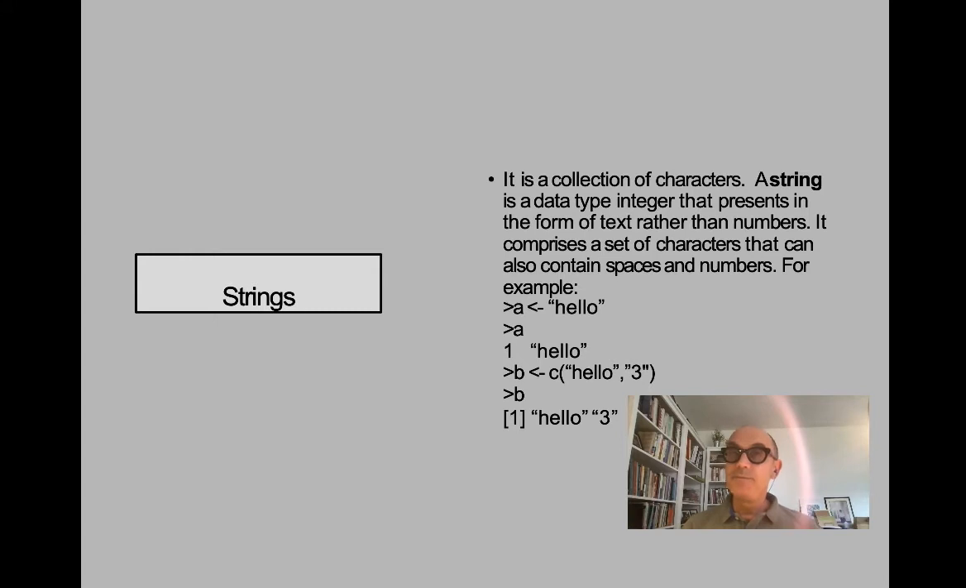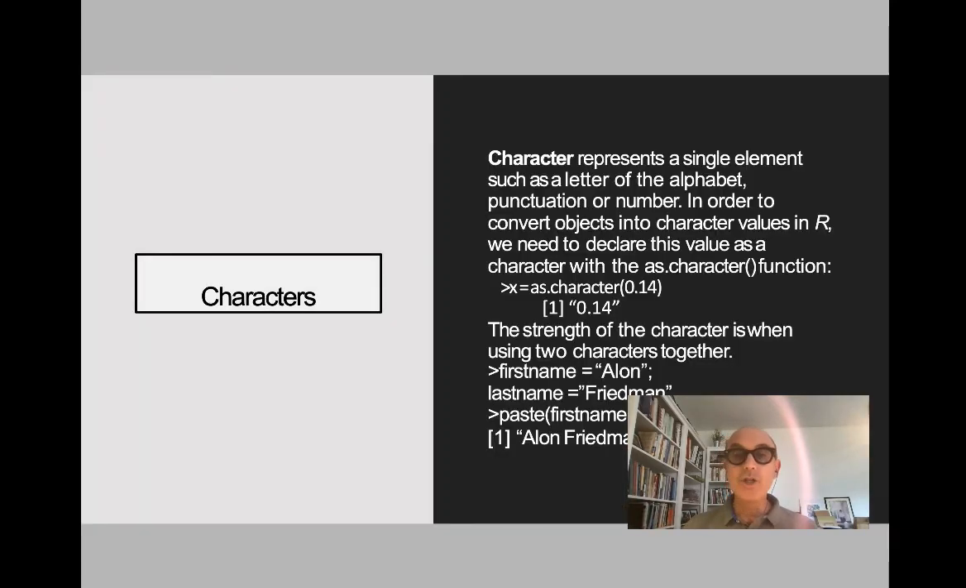With class of x, the print class of x, it will say it is part of integer. Another form of data collection in R is a string, a type of data that represents text rather than numbers. It comprises a set of characters that can also contain spaces and numbers. For example, A with a container hello, and if I ask what is the value of A, it will say hello, and I can add to it 3 and so on.